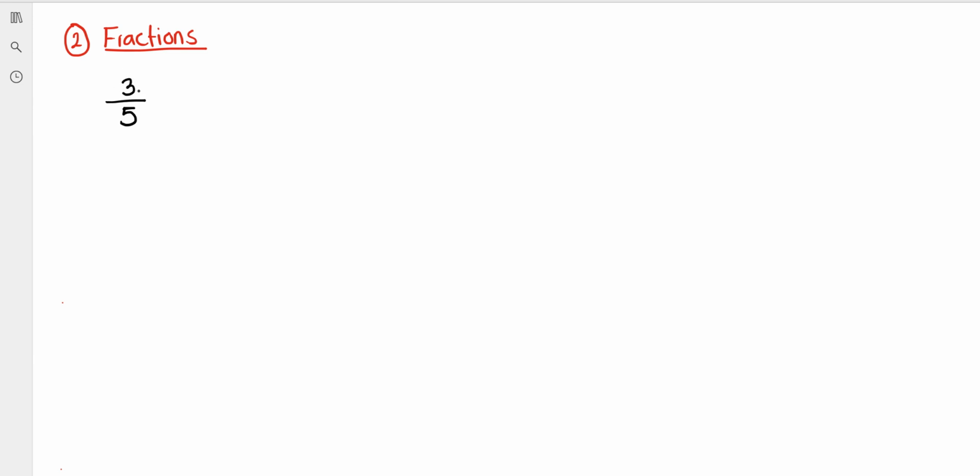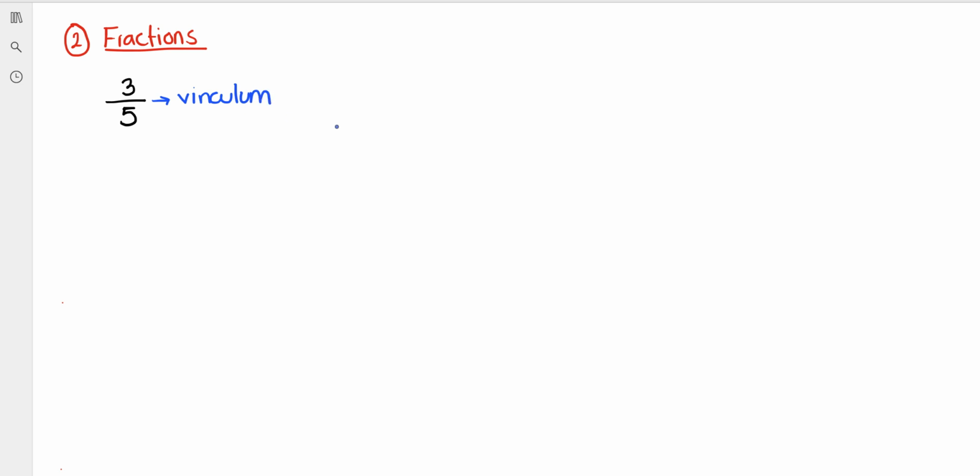So 3 is what we call the numerator, 5 is the denominator, and this line that divides the numerator and the denominator is called the vinculum. I'm going to write that one down because I'm not sure if you all know that word. So this is called the vinculum.